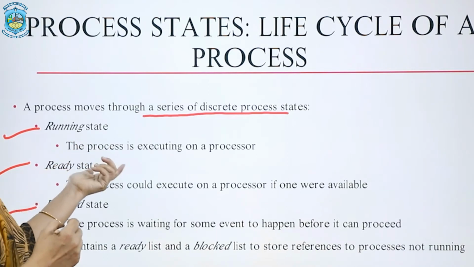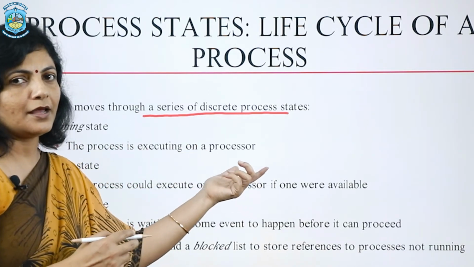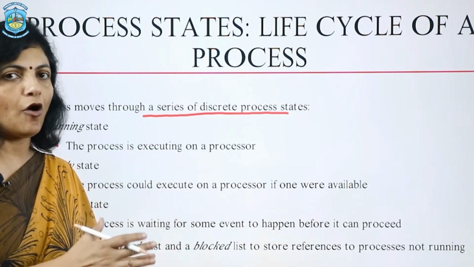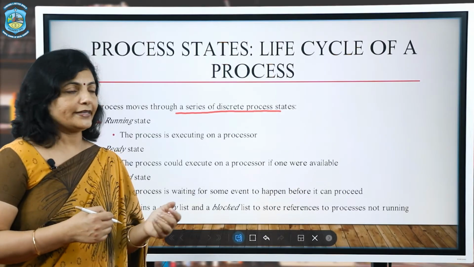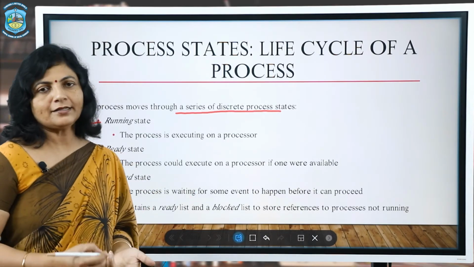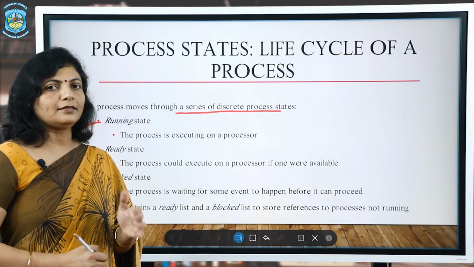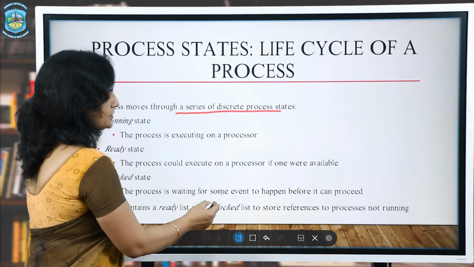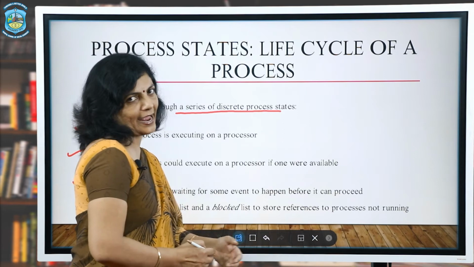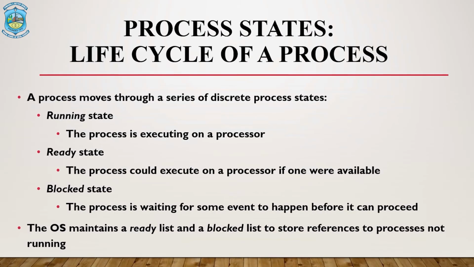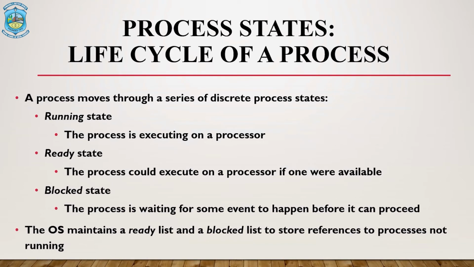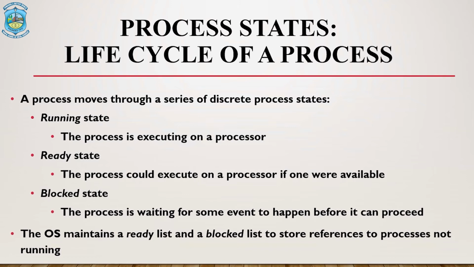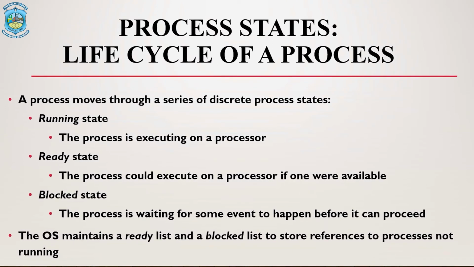Running state, the process is executing on a processor. It is called as a running state when it is there in the CPU or in the processor for execution. It moves in the ready state when it has all the other resources other than the processor. Blocked state, the process is waiting for some event to happen before it can proceed. Those states are known as blocked state. The operating system maintains ready list and blocked list to restore references to processes not running.